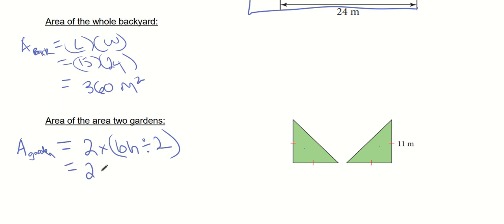So let's drop our numbers in. Let's see, what's our base? Well, you see these ticks here? These ticks mean it's the exact same length.